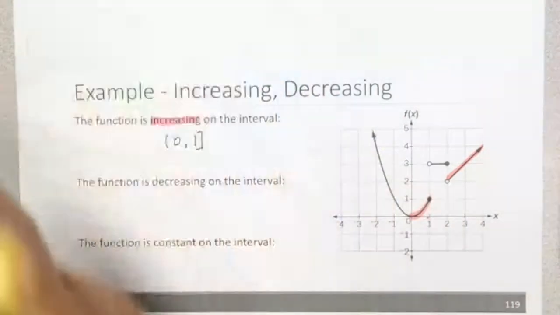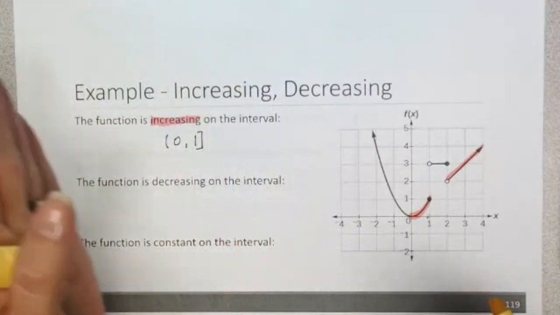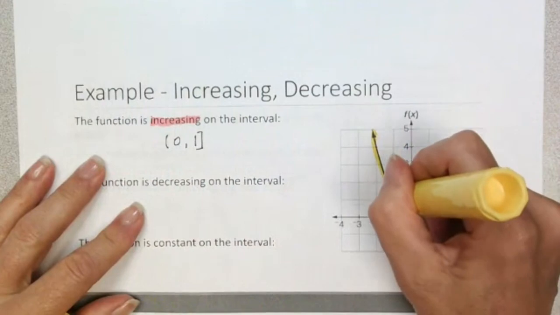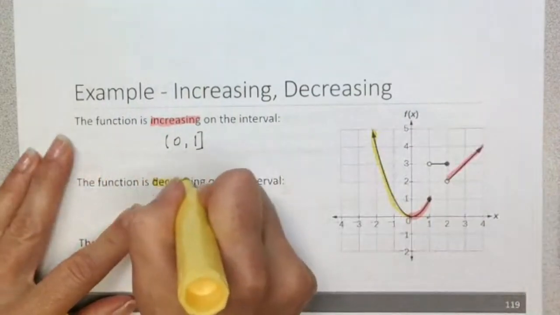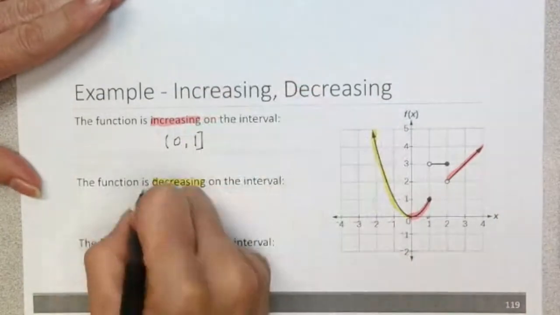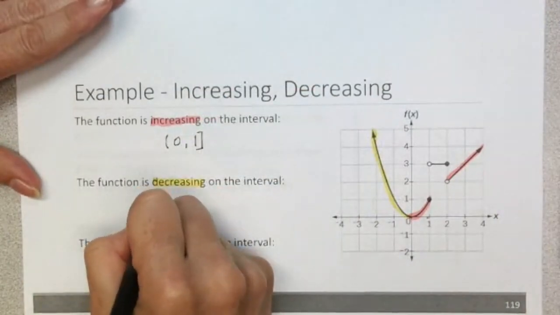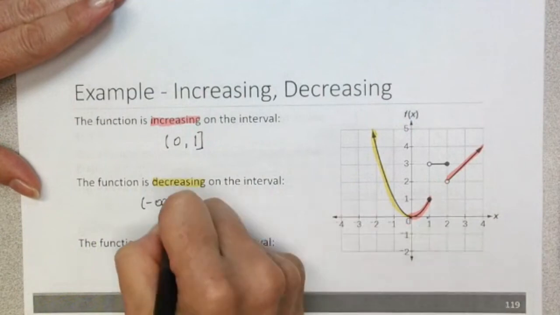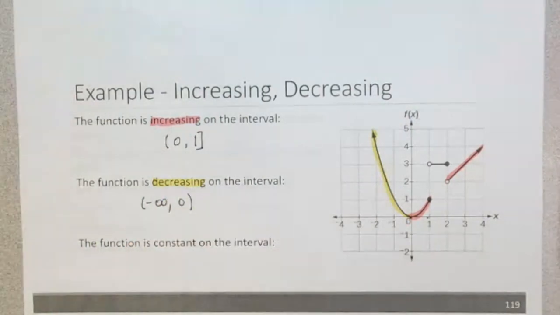This is decreasing then. It's going to be decreasing on the yellow interval. So where's the graph going down as we move left to right? The yellow portion here. That's my decreasing portion. And that's going to be the smallest value. There's an arrow there, so that's negative infinity. My largest x, where it's decreasing, it stops right there at 0, doesn't it?